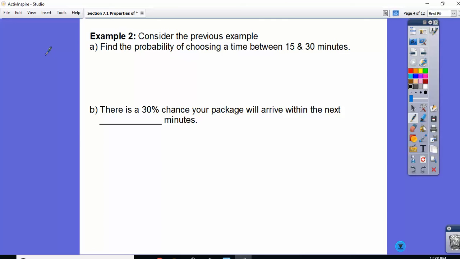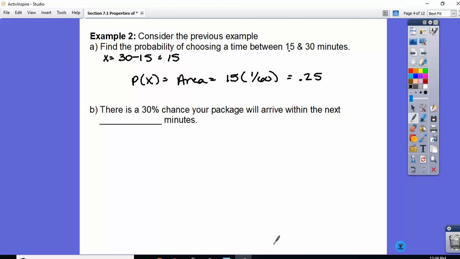Find the probability of choosing a time between 15 and 30 minutes. So we really just have to do length times width. How far is it from 15 to 30? You find your x is just 30 minus 15, which is 15. So the probability is just the area of that rectangle, where my length would be 15. The height of that rectangle is 1/60, and you get 1/4 or 0.25. So there is a 25% chance that you will get your package between 10:15 and 10:30.